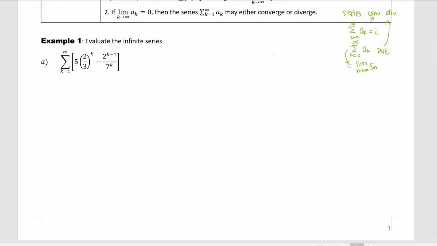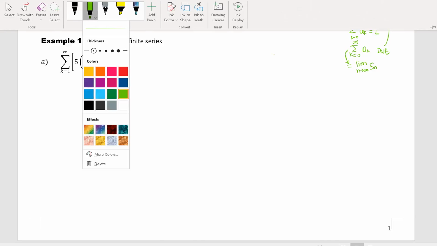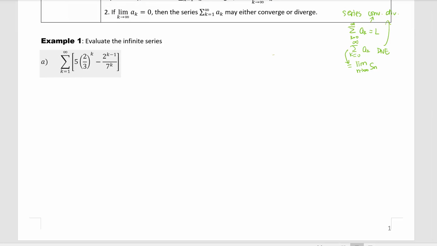Evaluate the infinite series. First of all, let's look at this one. We can use the properties of series. We can split it, so we have k equals 1 to infinity of 5 times (2/3)^k, and we subtract the sum of the second series. What is this one? Minus 1, like we have a 1/2 there, and then 2^k over 7^k.